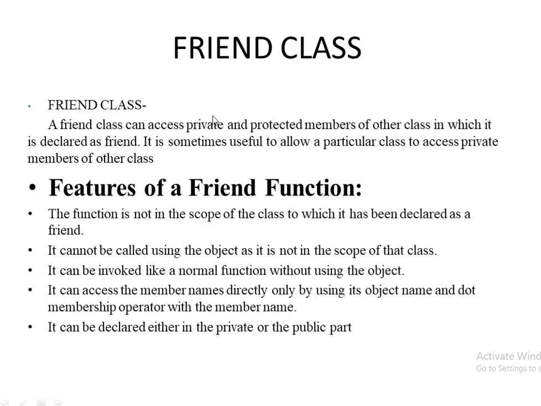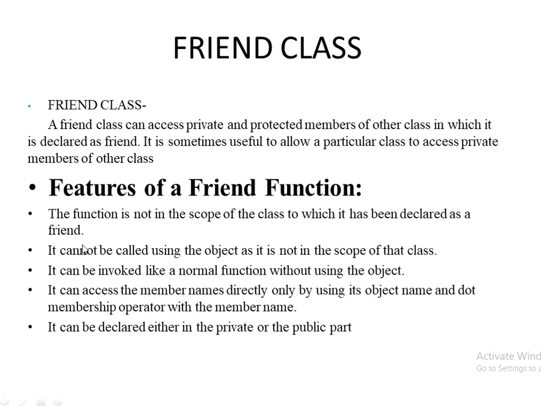Next thing, about the friend class. A friend class can access private and protected members of the other class in which it is declared as a friend. It is sometimes useful to allow a particular class to access private members of another class. Like a friend who has authority over things of a friend, a friend function accesses the members of the class. Here we are making one class a friend of another class, so this class is able to access the private and protected members, meaning all the members of that class.